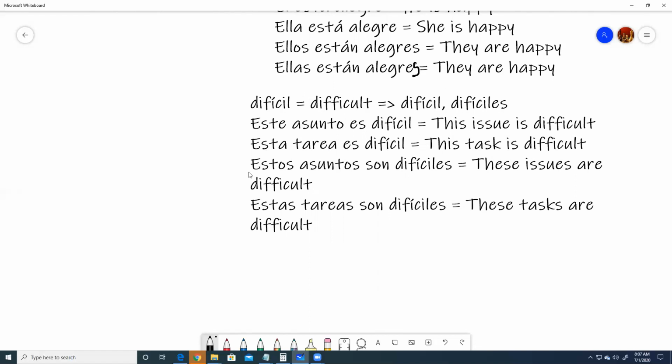And in the plural, estos asuntos son difíciles. These issues are difficult. And estas tareas son difíciles. These tasks are difficult. So you have asunto is masculine singular, tarea feminine singular, asuntos masculine plural, and tareas feminine plural. But in English, difficult is not changing. It's just difficult.